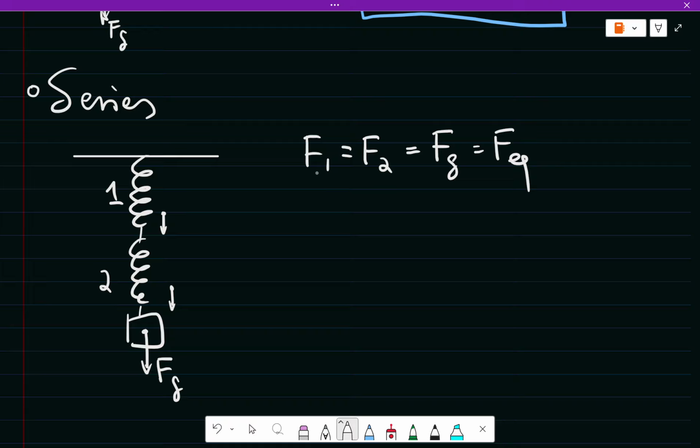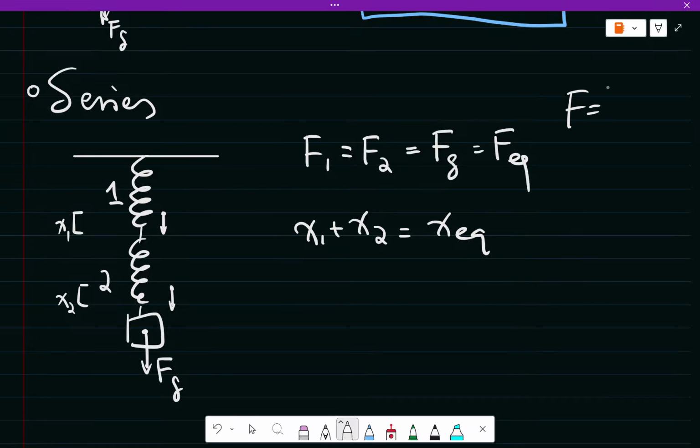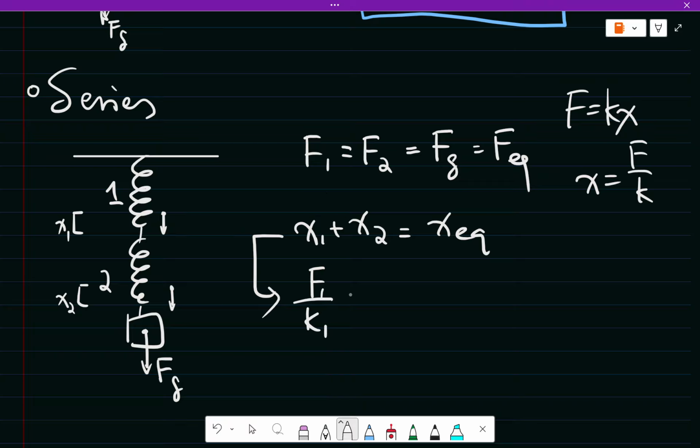Then we will see that each spring will stretch a distance. This is x1, this is x2, and the total stretch of the system will simply be x1 plus x2. So we will say x1 plus x2 is equal to x equivalent. Since we already said for Hooke's law, F is equal to kx, then x will be equal to F over k. If we rearrange this, we will have F1 over k1 plus F2 over k2 is equal to F equivalent over k equivalent.